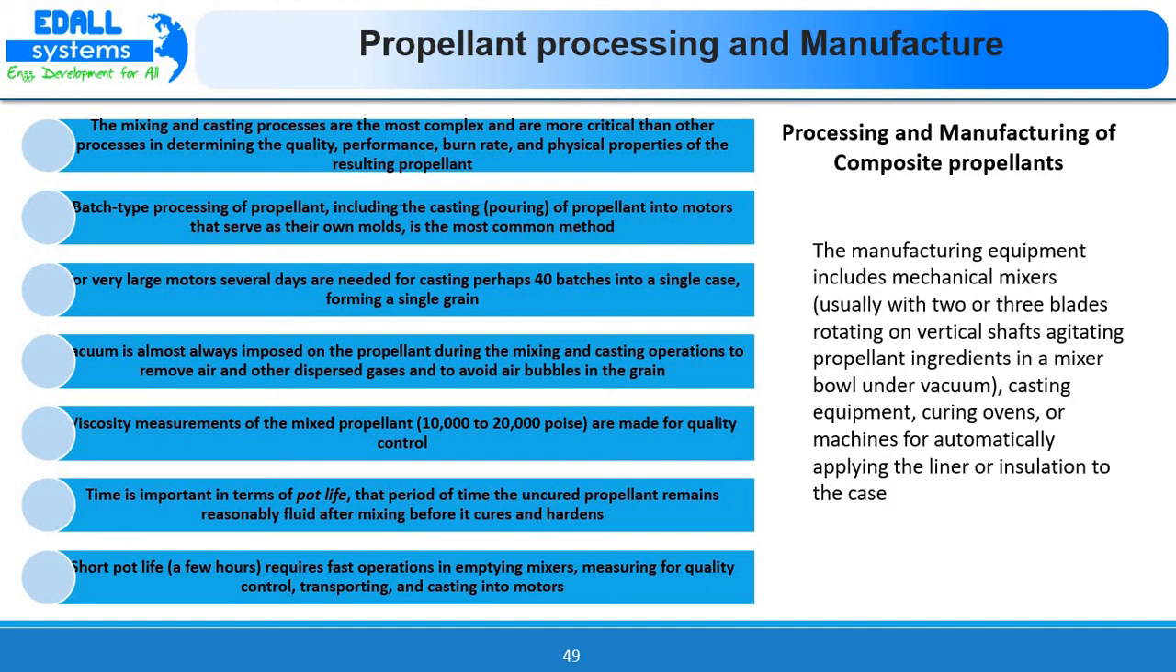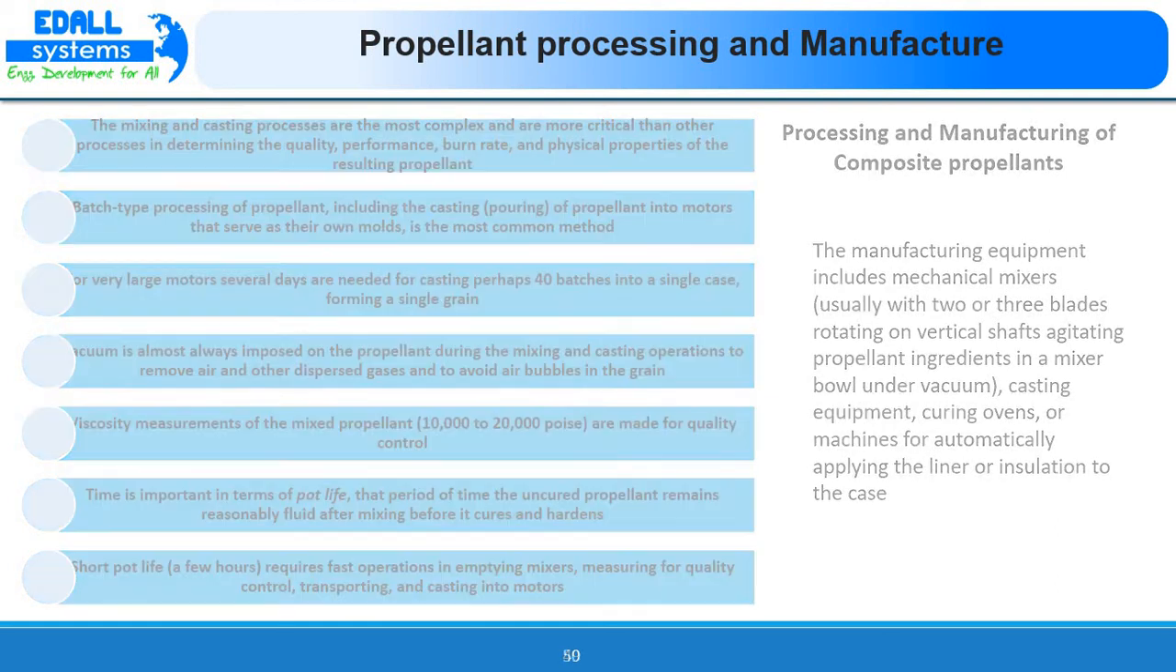The manufacturing equipment includes mechanical mixers, usually with 2 or 3 blades rotating on vertical shafts, agitating propellant ingredients in a mixer bowl under vacuum. Then casting equipment, curing ovens, or machines for automatically applying the liner or insulator to the case. This is the complete process, including the mechanical equipment, for composite propellants.